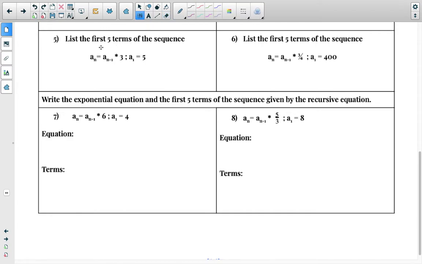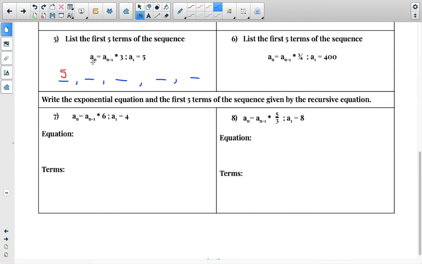Our first one says list the first 5 terms of the sequence. We're given a sub n equals a sub n minus 1 times 3, where a sub 1 is equal to 5. So what this means is our very first term is 5. We already have that. We need the first 5 terms, so that's the first term, then we need the second, third, fourth, and fifth term.